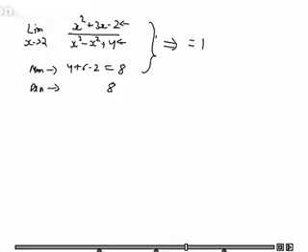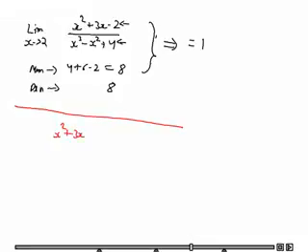So let us take another example. Suppose we have the function x square plus 3x minus 2 by 2x square plus 3, and we have to find the limit in the case where x tends to infinity. When we say x tends to infinity, it means basically that x tends to a very large value, larger than any other number we can imagine.